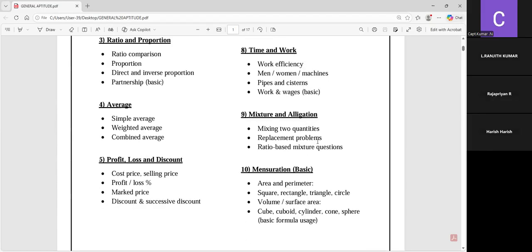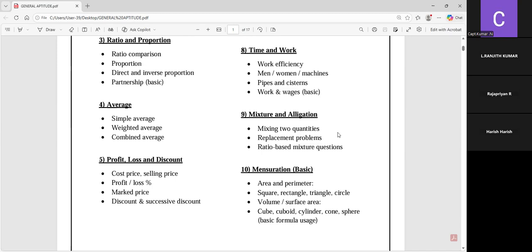Ninth one, mixing. Here, I'm going to take two different quantities of two materials and mix them in some ratio. In this ratio, how much percentage of this component and how much percentage of that component, we are going to see in the ninth chapter.